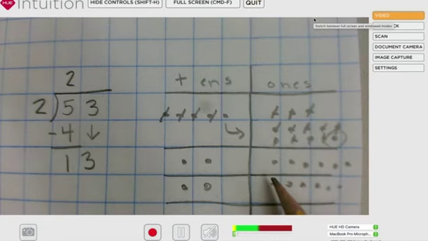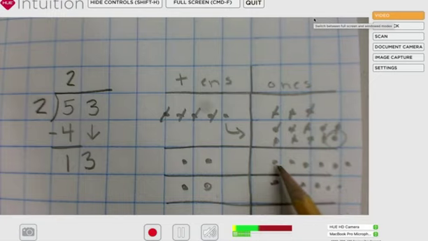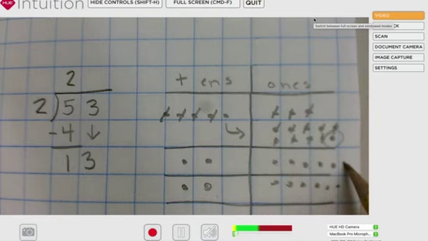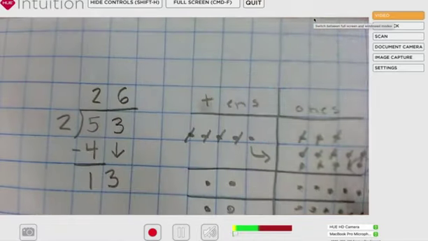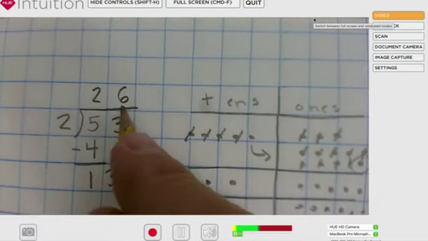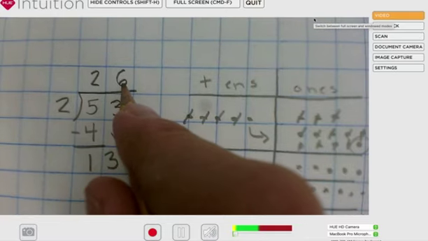How many are in each group? How many 2s can we take away? 1, 2, 3, 4, 5, 6. There are 6 of these in each group. So that's why the 6 goes there, okay?